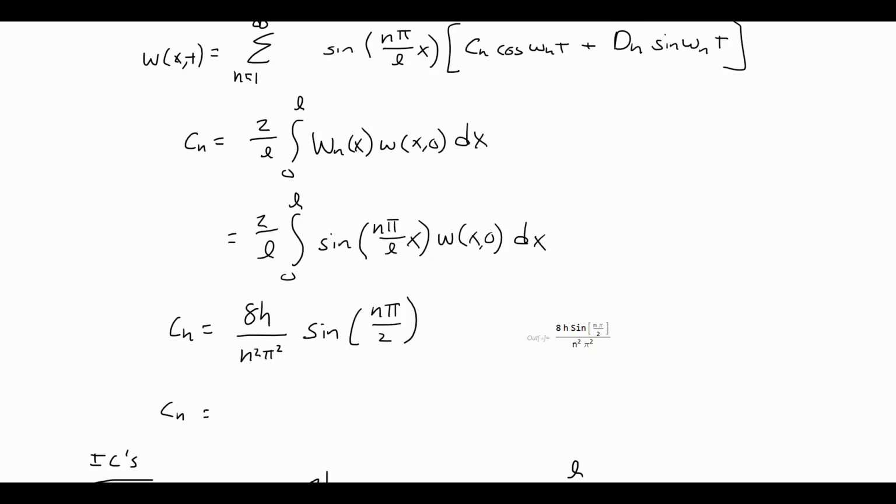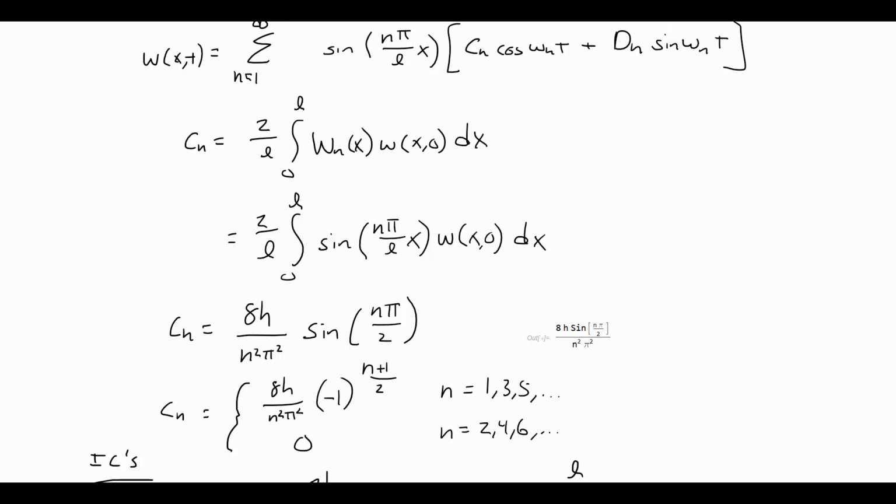So what's going to happen is that Cn for all the n values is actually going to be 0, and it's going to be either 8h over n squared pi squared, either positive or negative, when n is an odd value. So we could leave it like that and MATLAB is going to be able to handle it. But another way we could write this is 8h over n squared pi squared times negative 1 raised to the (n plus 1) over 2 power. And that's going to be true for odd values of n, and it's 0 for all the even values.